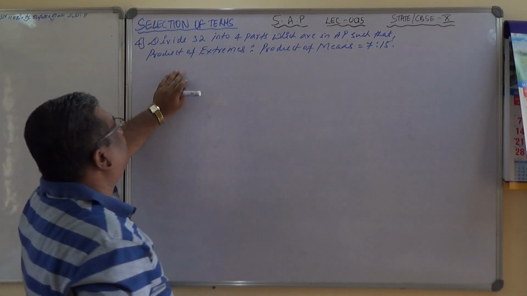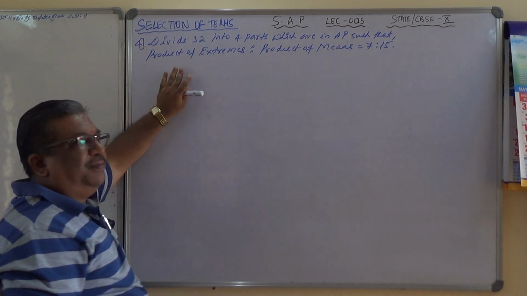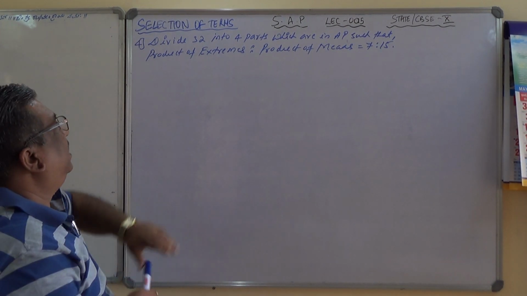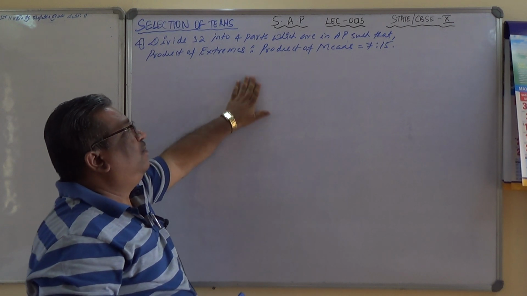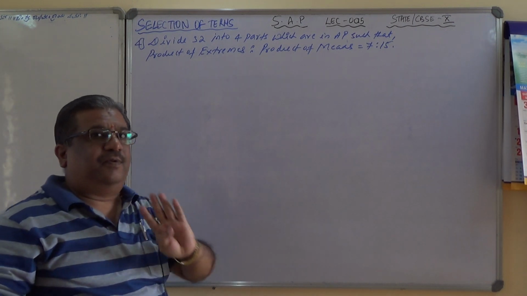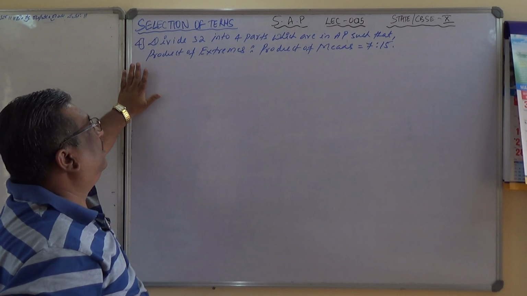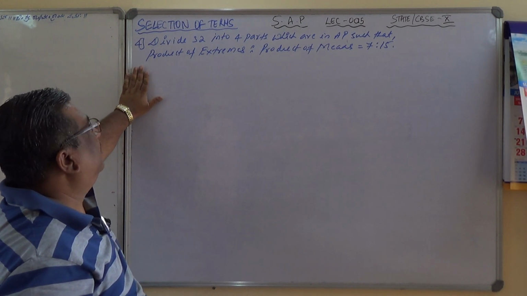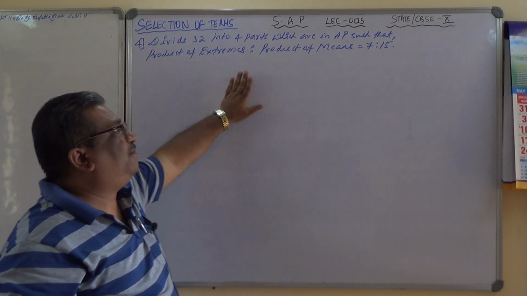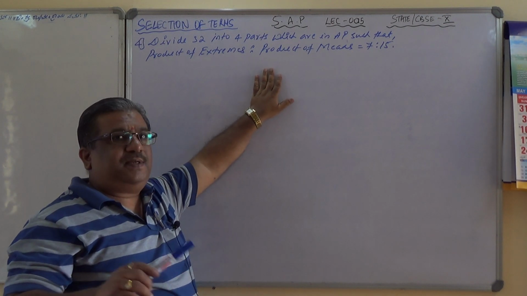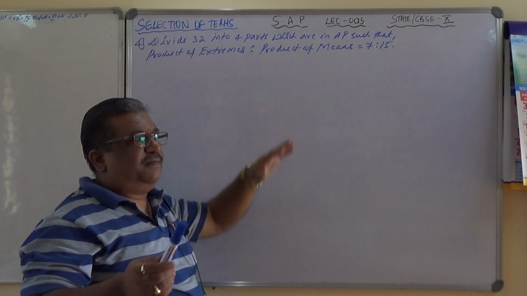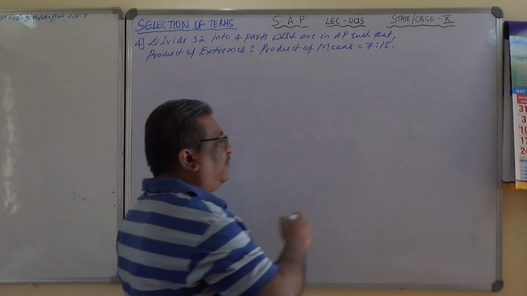Very typical sum, students. There are many exemplar numericals also like this. Divide 32 into 4 parts which are in AP. That means I have to select 4 terms and identify out of which the product of extremes is equal to the product of means. Means identify extremes and the middle terms. I will just explain to you.